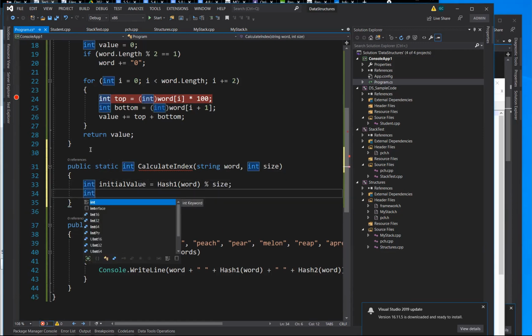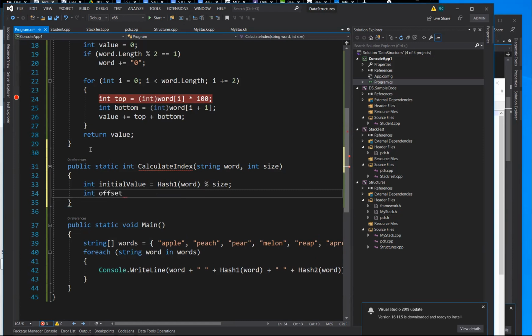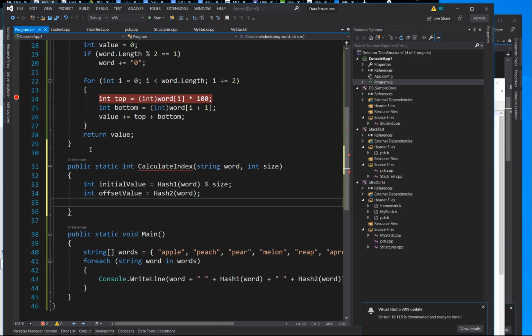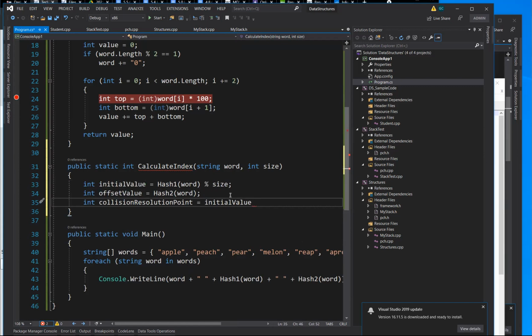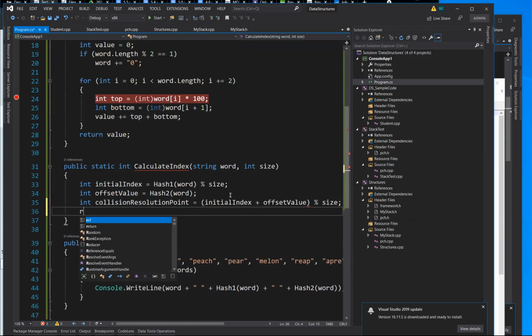And then we can go ahead and offset this. So the offset value is fold number 2 of the word. And we take our solution point, equal to our initial hash value normalized, or let's call that index, plus offset, and then we'll normalize that again by the size, and we can send that back.